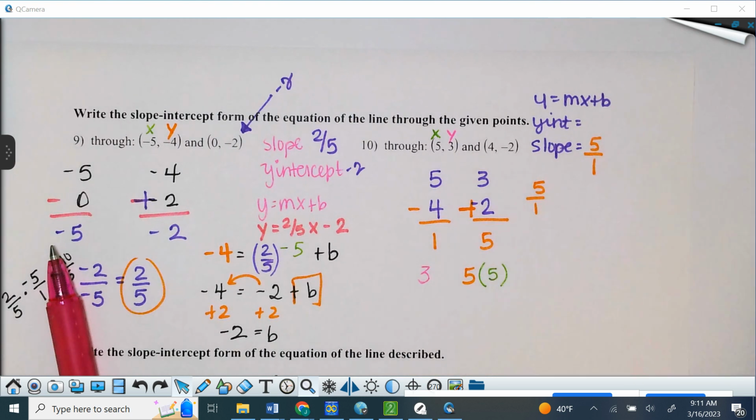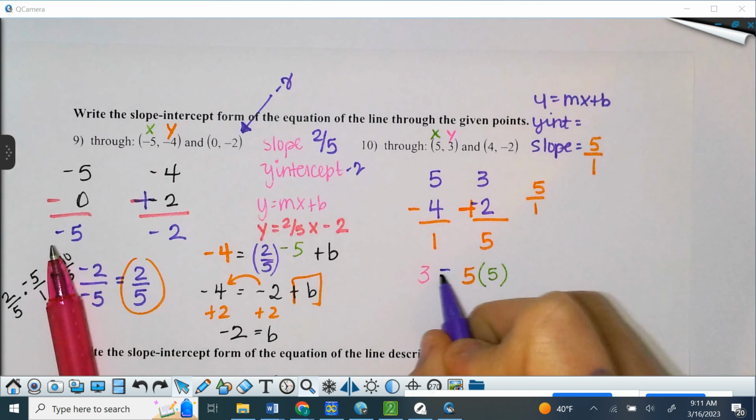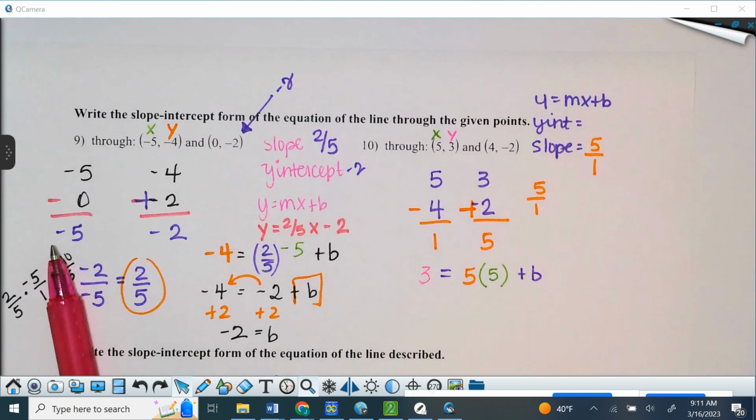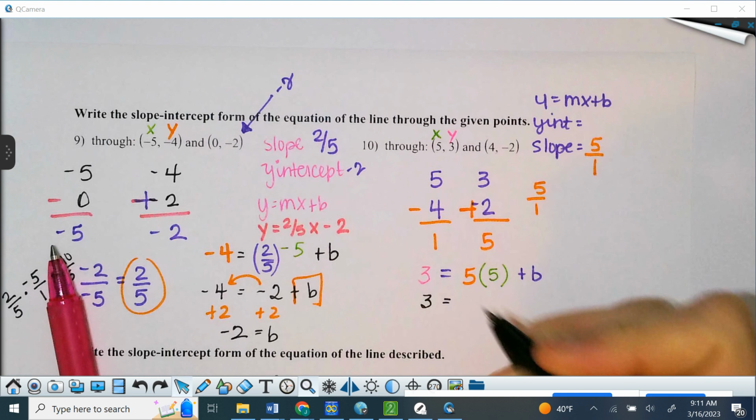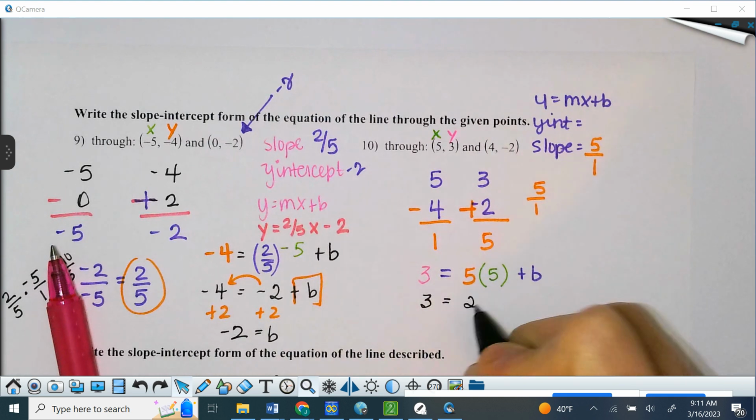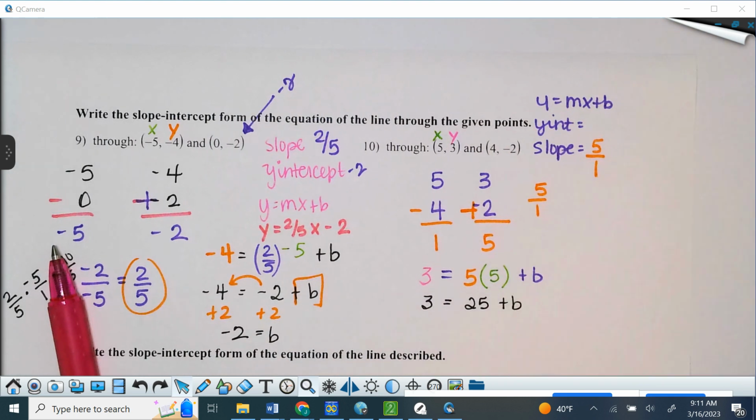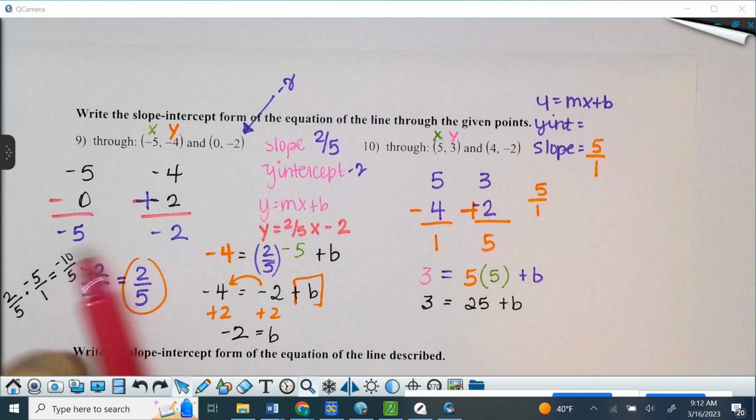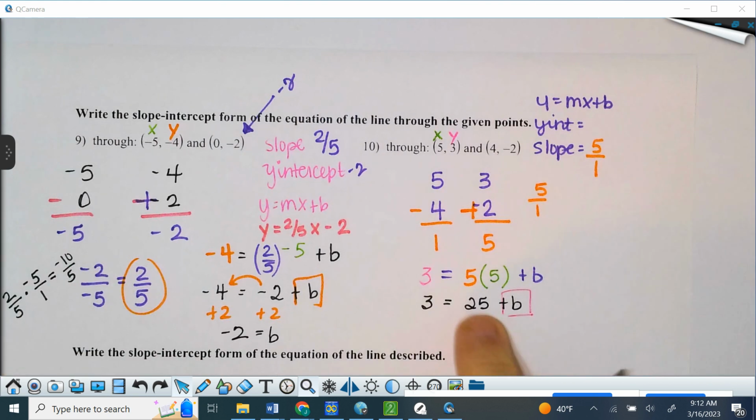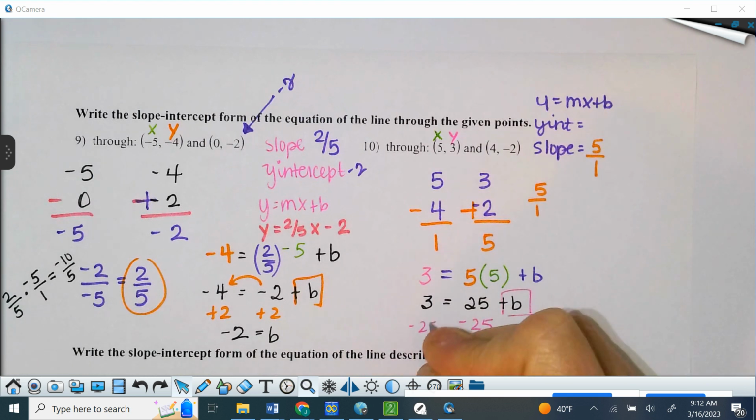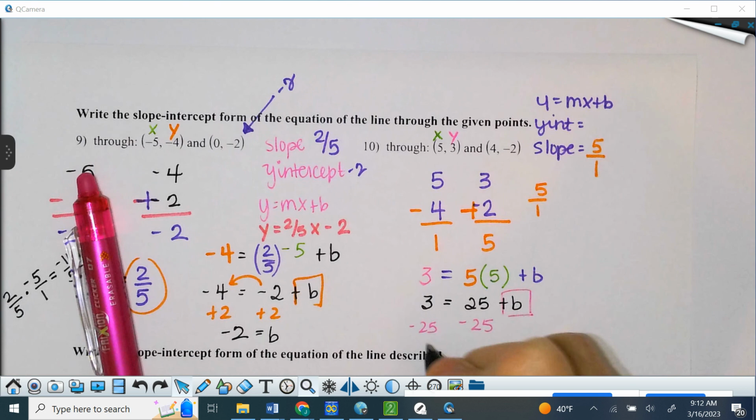And that's going to be plus b. And 5 times 5 is going to give me what? Yep, 25 plus b. We need to get b by itself. We have a positive 25. We need it on the other side, so we're going to subtract 25. And that's going to give us a -22 equals b.